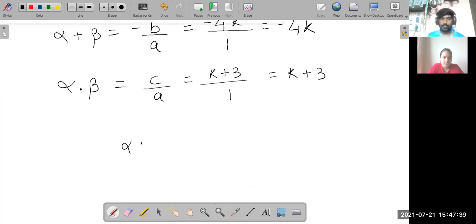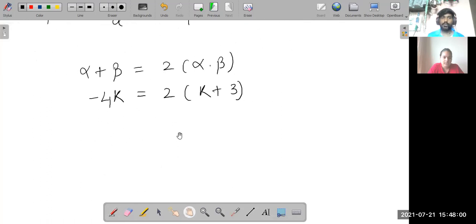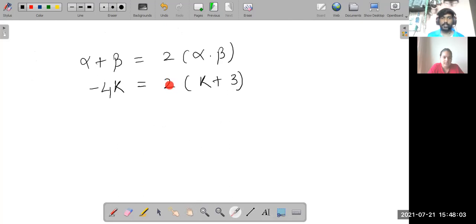Now equation 1 was alpha plus beta is equal to 2 times alpha into beta. Substitute the values now for alpha plus beta and alpha into beta. Alpha plus beta is 4k is equal to 2 times alpha into beta, which is k plus 3. Now we have to simplify this. Multiply the 2 inside here. So we'll have 4k is equal to 2k plus 2 into 3, that is 6. Now take this plus 2k on the other side.